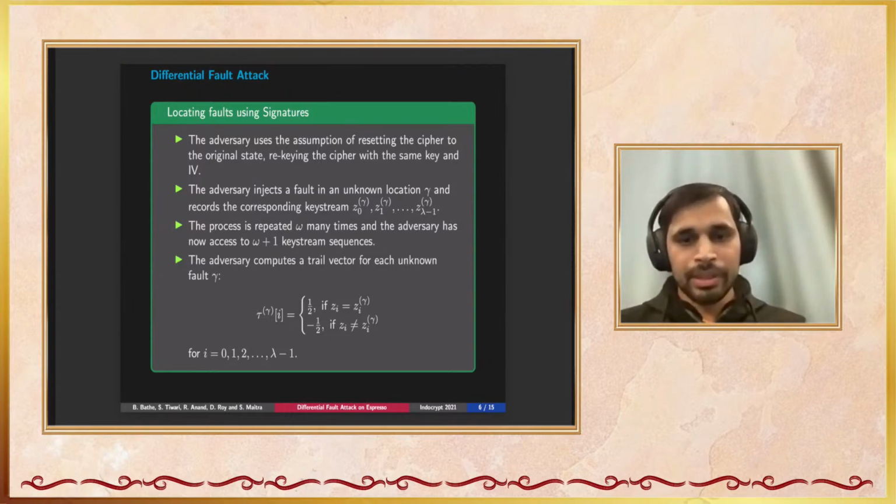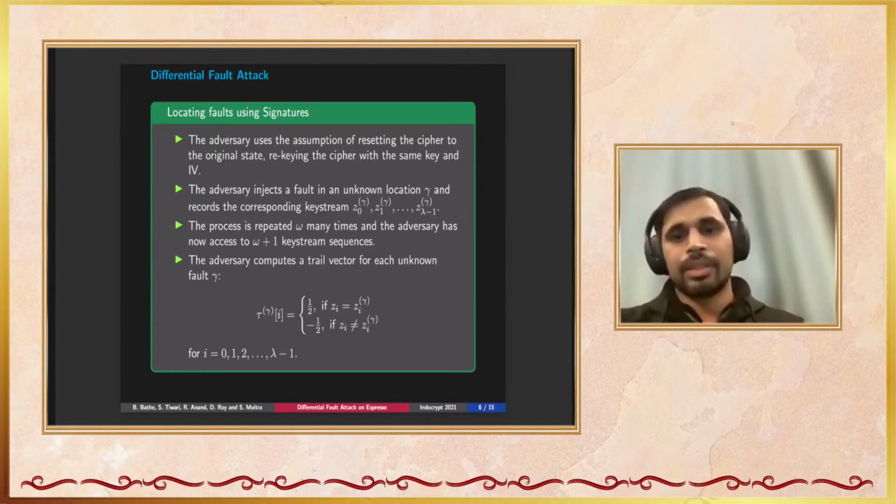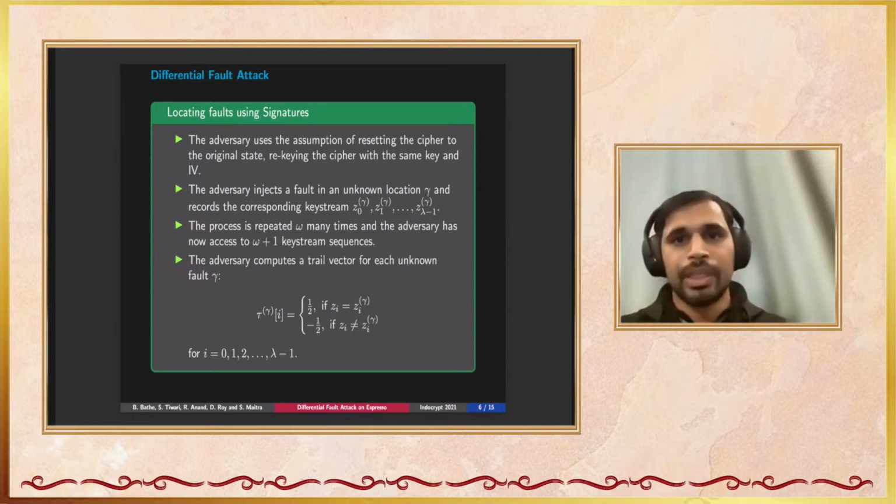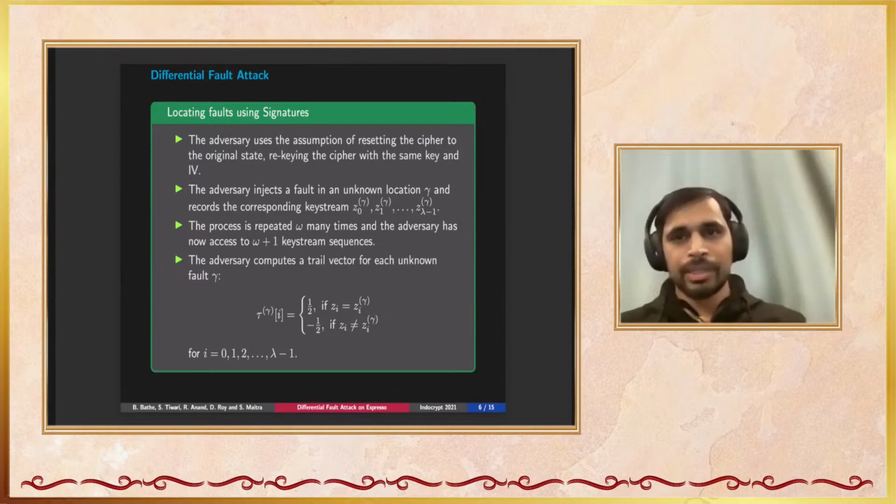Now we need W many such faulty key streams, because W has to be large enough so that we have enough equations to solve and then derive the state of the cipher.